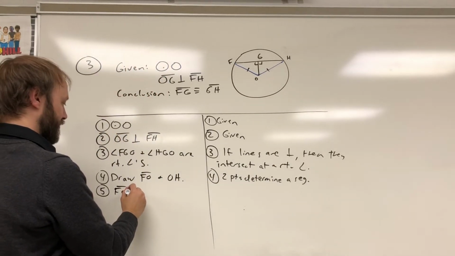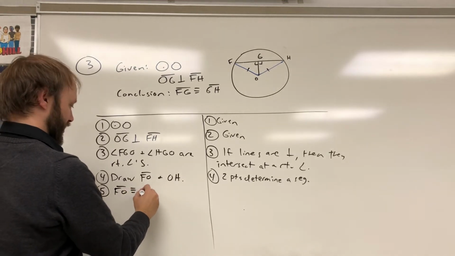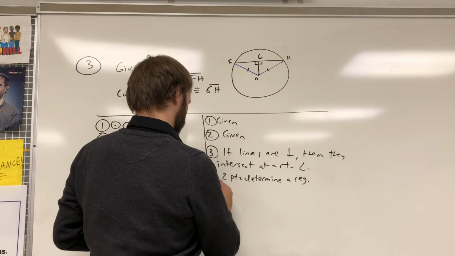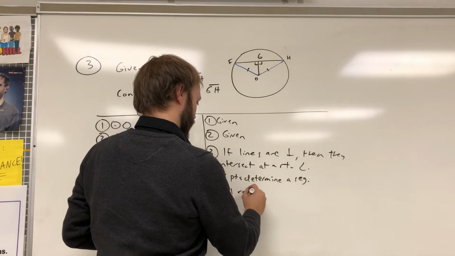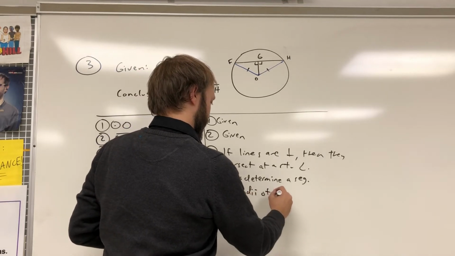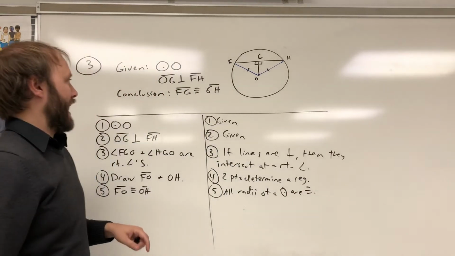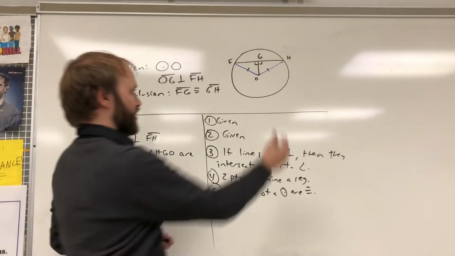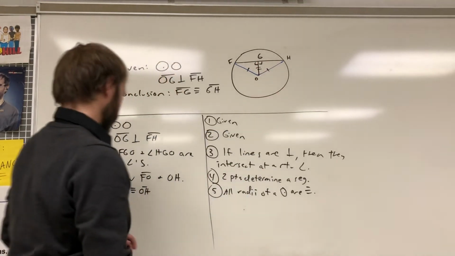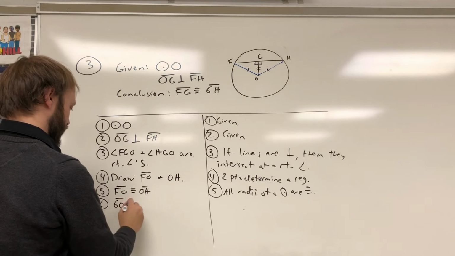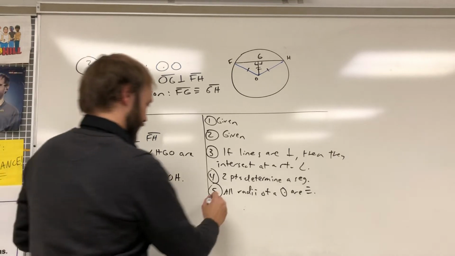I have the fact that FO is congruent to OH because they're both radii of a circle. So all radii of a circle are congruent, okay? And we're really close now. We've got a shared side here between the two triangles. So we can say that GO is congruent to itself, and that's by the reflexive property.